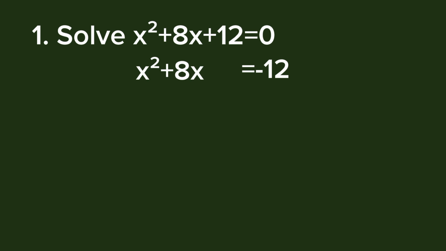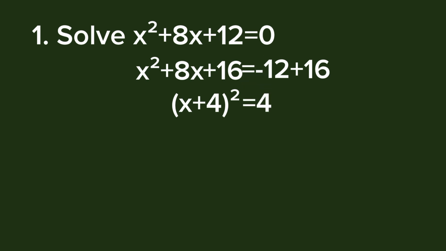Now we want to create a perfect square trinomial in the left side. The procedure is to get half of the middle term. Half of 8 is 4, and then square 4. So we have 16. Also, add 16 to the right side. We have now the square of the quantity x + 4 is equal to 4.